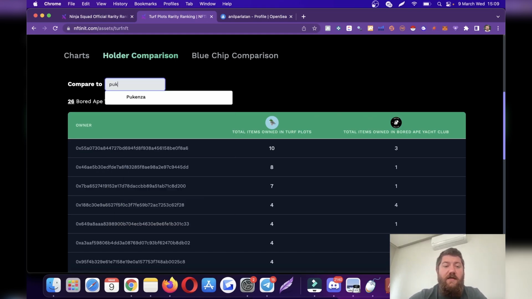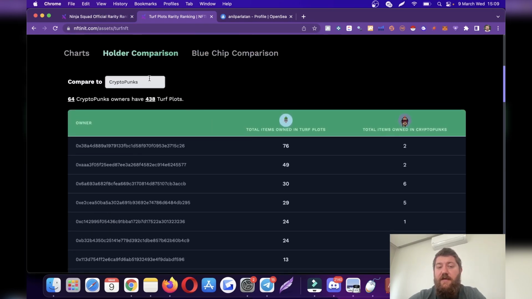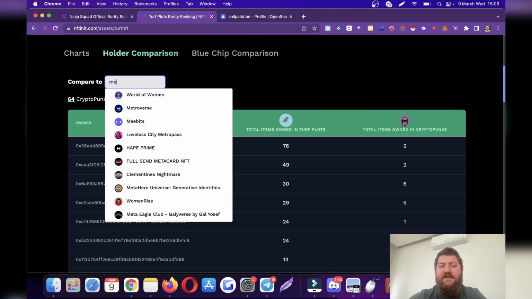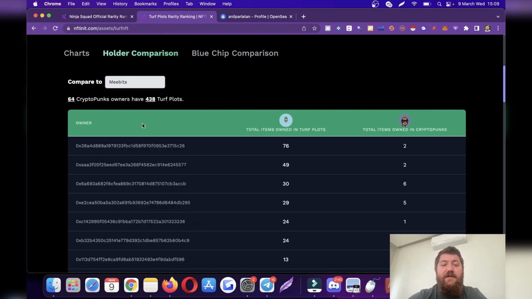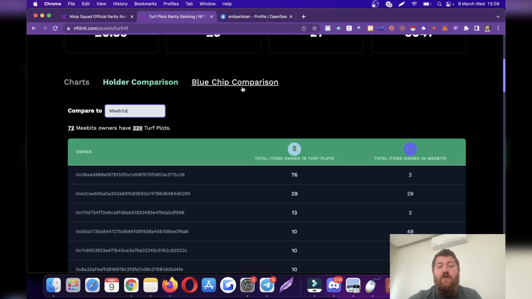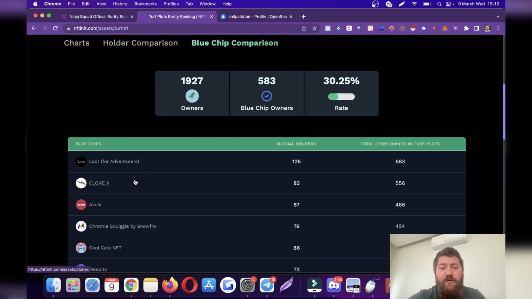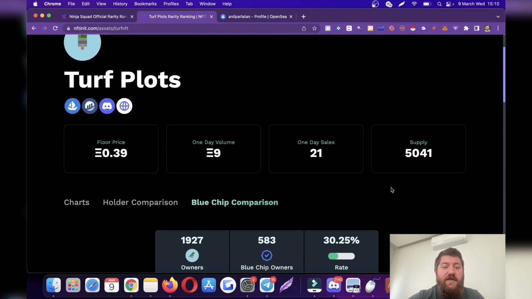We can also compare them with CryptoPunks. Or maybe let's compare it with a smaller but stable collection such as Meebits. You see, actually there are many Meebits interested in this project. And still you can go back to blue chip comparison and see the other projects, for instance Loot for Adventure have the most mutual owners, and they have many total items owned in Turf Plots. This will give you a good indication.